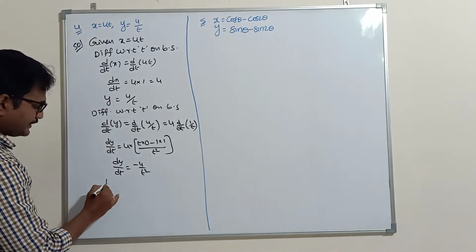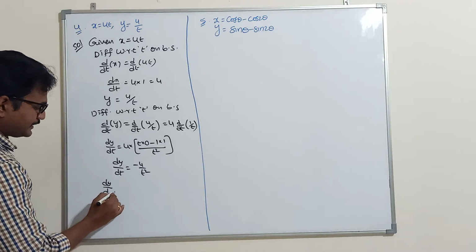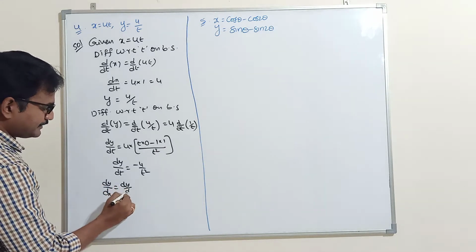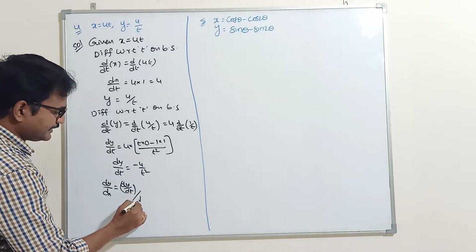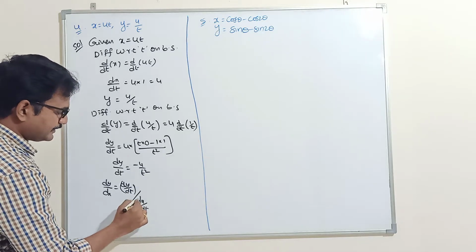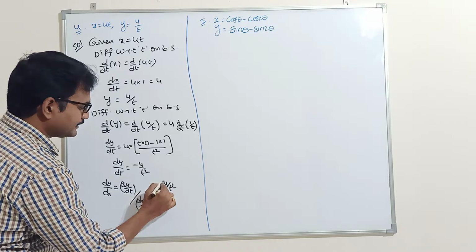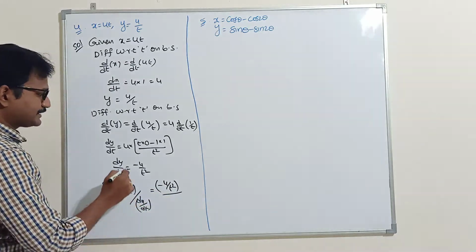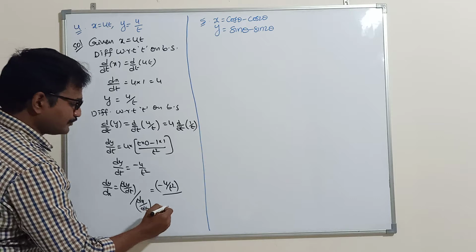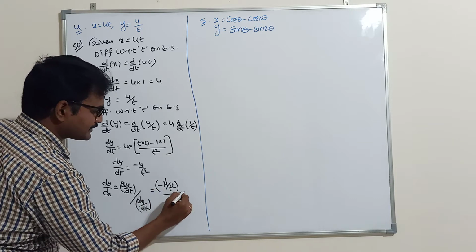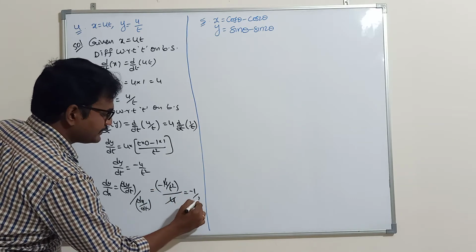Next, what do we need to find? dy by dx. dy by dx means dy by dt by dx by dt. Next, what is dy by dt? Minus 4 by t square, by dx by dt, whose value is 4. So 4 gets cancelled. The answer is minus 1 by t square.